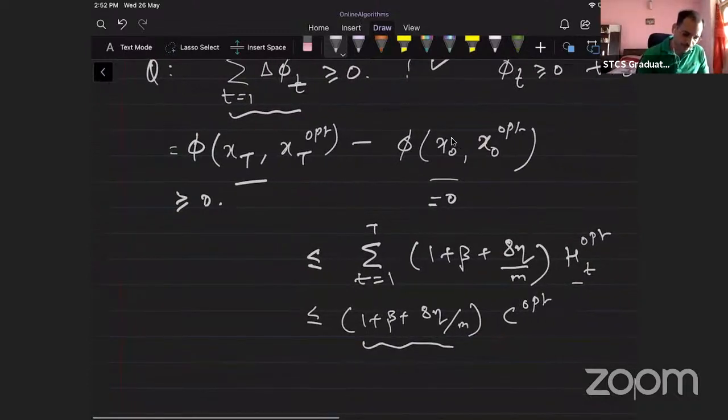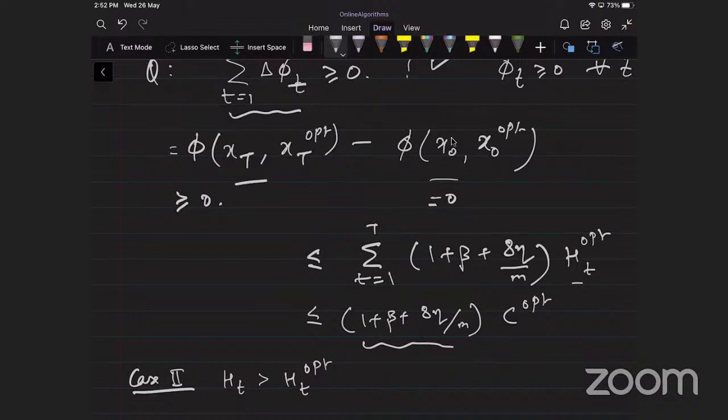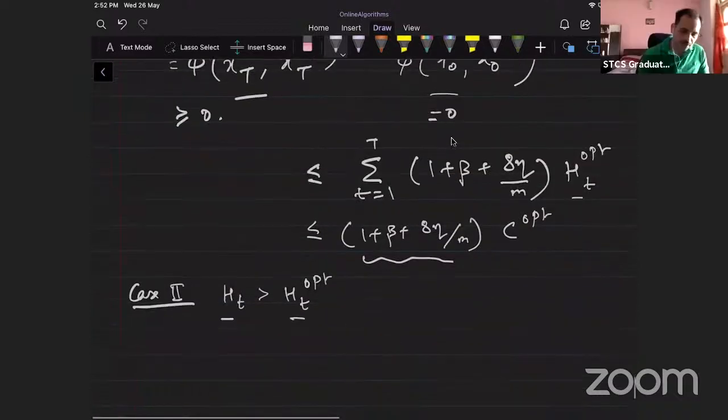So this is the simple case. Now we'll worry about the difficult case. So case 2, where the hitting cost of the algorithm is actually larger than HTOPT. So this is where really the properties of the algorithm will be used. So far so good? Things are okay? Yeah. Okay. So now what does this mean, that HT is strictly greater than HTOPT?